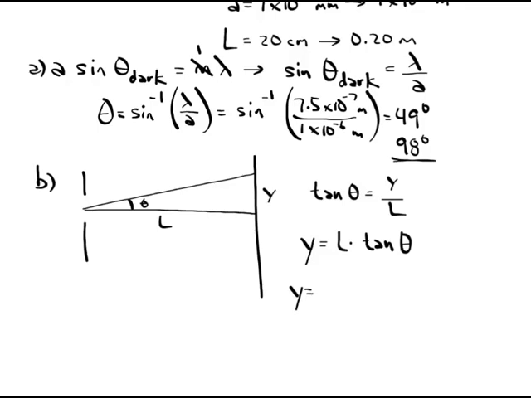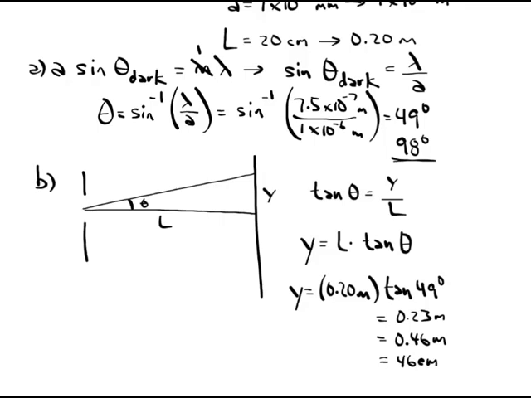So I will get that the L of 0.20 meters times the tangent of 49 degrees comes out to be 0.23 meters. And again, we have to double that, so we get 0.46 meters to get the whole width. And converting that to centimeters, I get 46 centimeters.